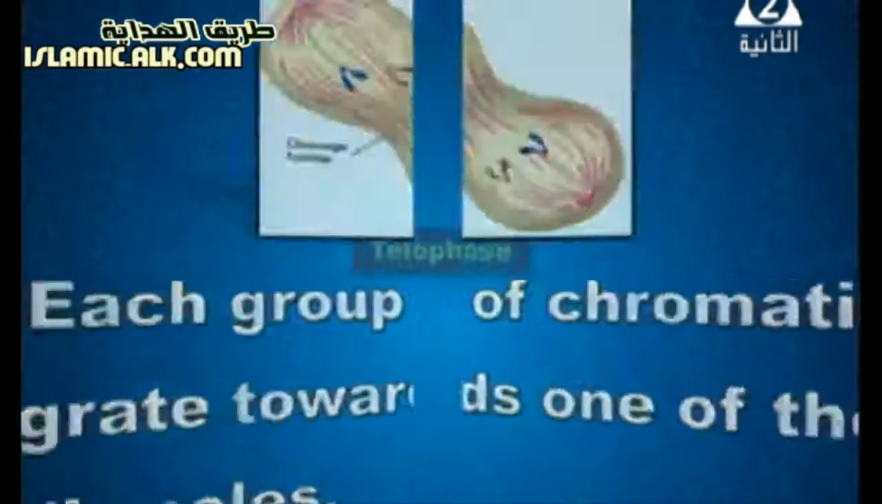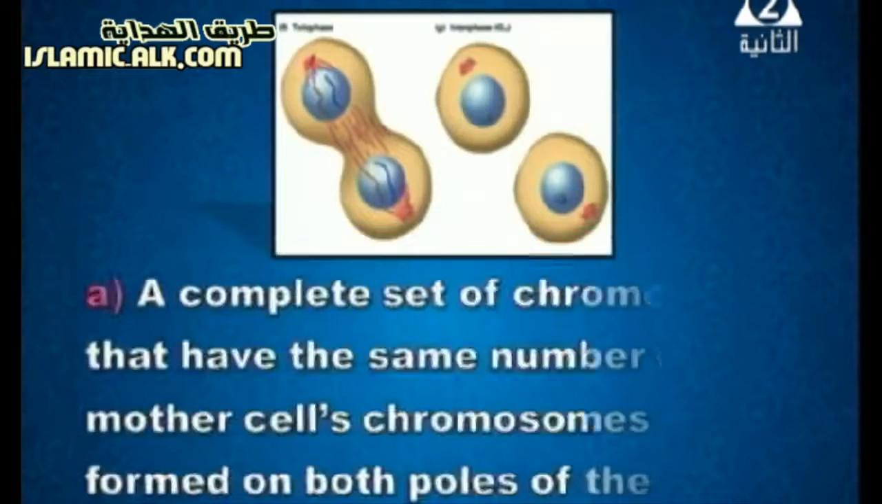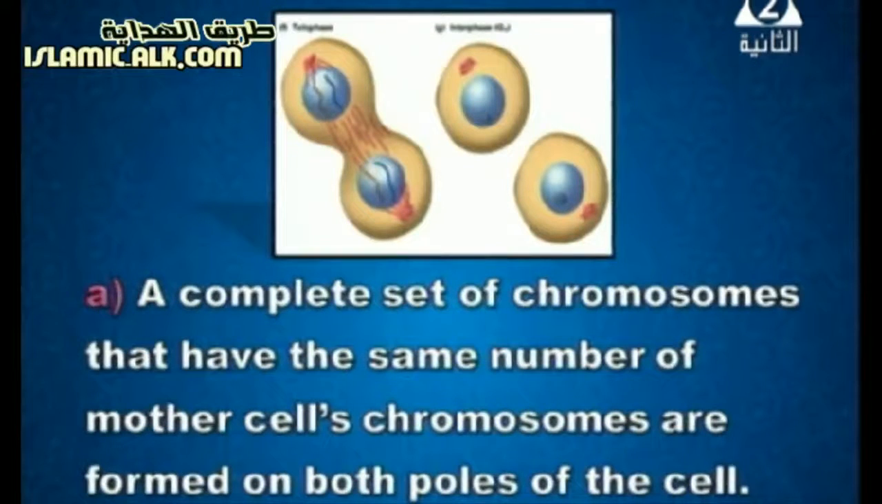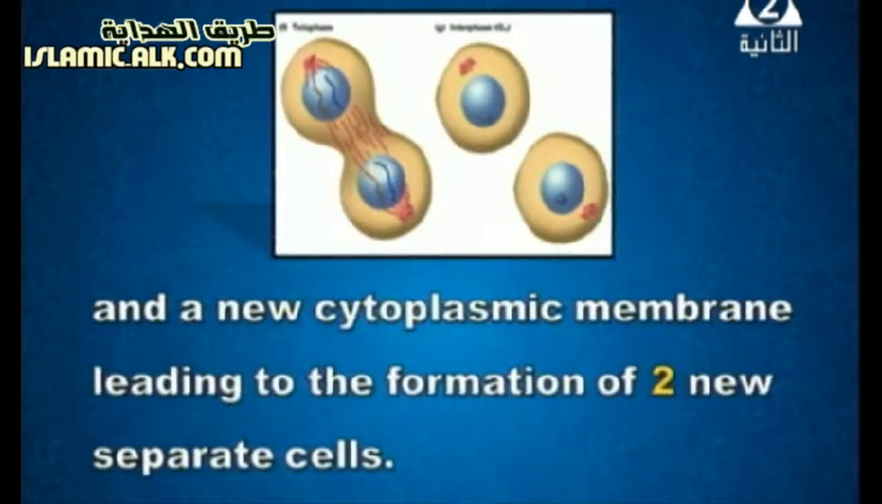Then the cell will move to the last stage of this division. This stage is known as telophase. Telophase is the last stage in the mitotic division, in which a complete set of chromosomes that have the same number as the mother cell chromosomes is formed at both poles of the cell. And nuclear threads are formed, and the nuclear membrane is formed around the chromatin material, and a new cytoplasmic membrane, leading to the formation of two new separate cells.